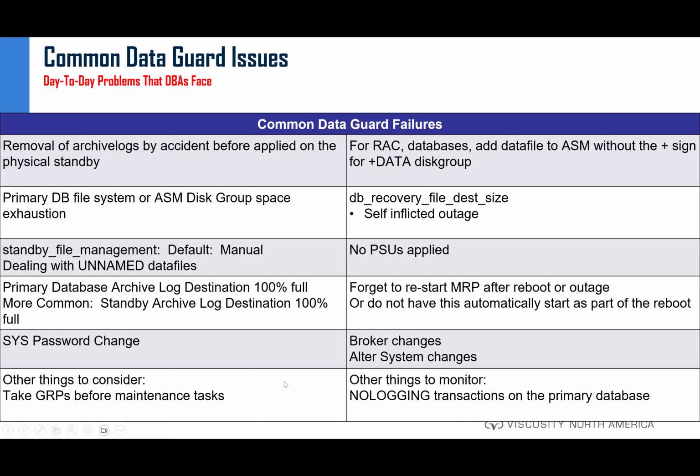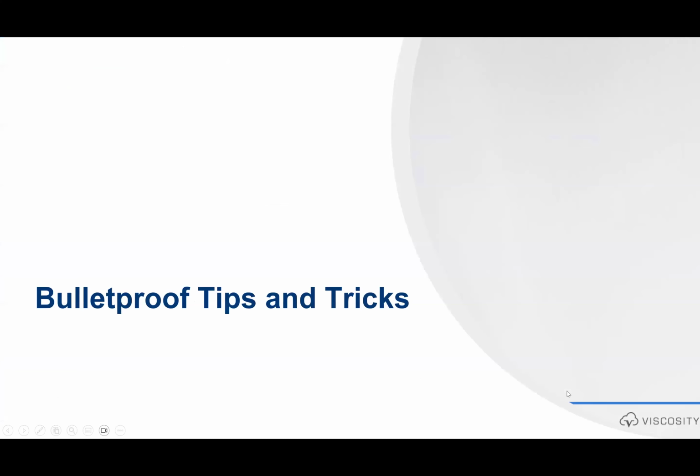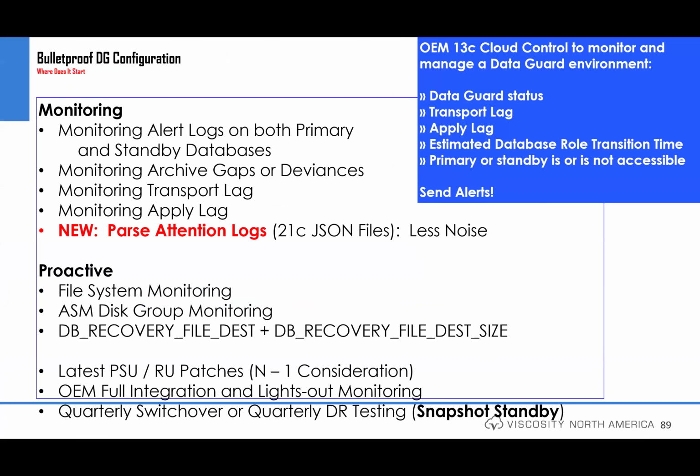So another big one to consider is taking guaranteed restore points for any maintenance task. And then always monitor for NOLOGGING, right? So to bulletproof your Data Guard, I know this is what everyone's talking about: always monitor your alert logs on primary and standby. Monitor archive gaps or deviances. The biggest one to monitor is transport lag. And this is where you're looking at, can I meet my RPO and RTO? Now, if you have an apply lag, it typically means there's something wrong with your standby database infrastructure, meaning that if you're suffering with it not being able to apply in a timely manner, you've got hardware issues or disk issues.